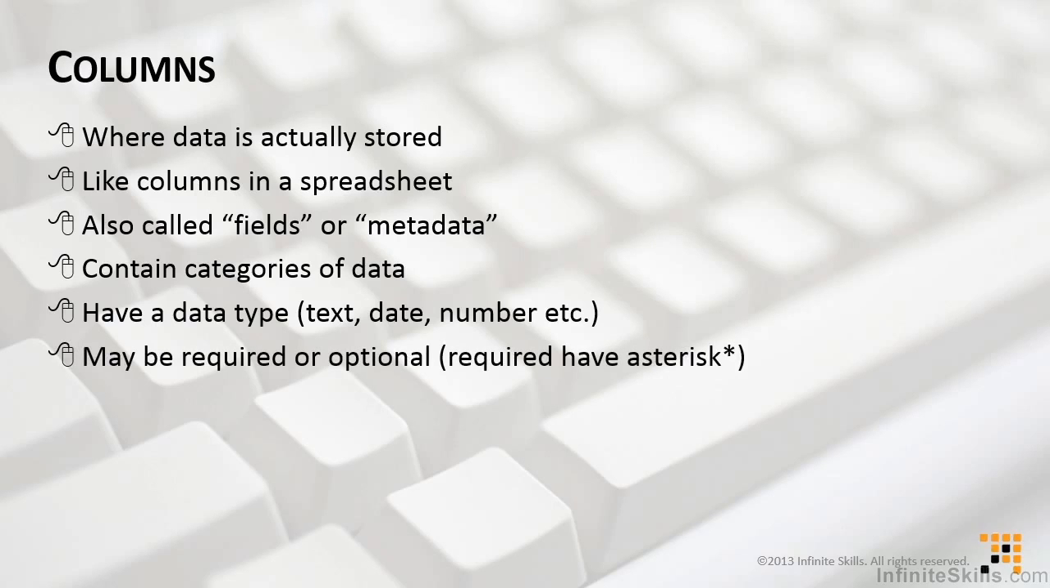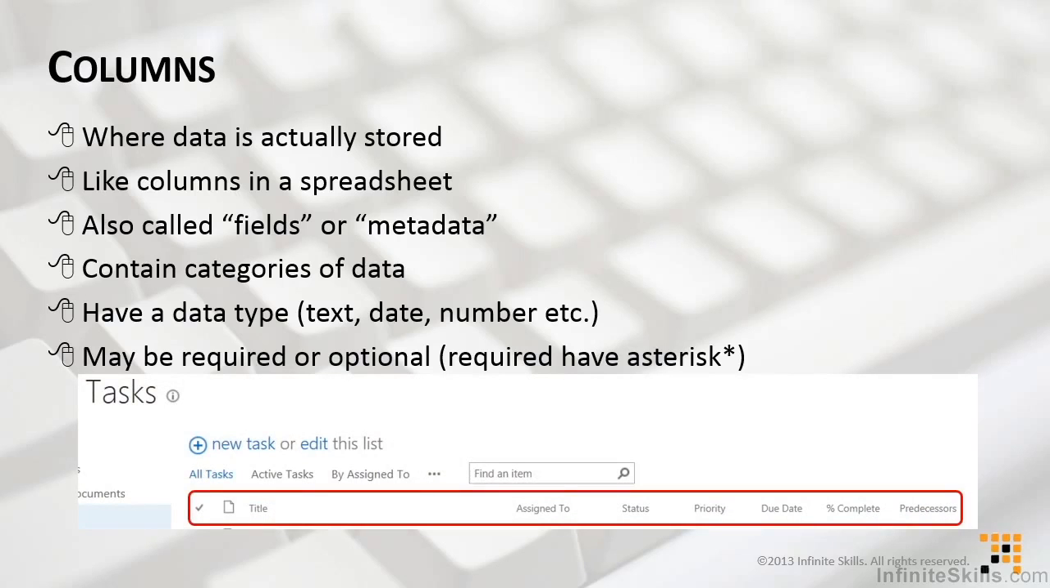Some columns may be required, others may be optional. If a column entry is required, it will have an asterisk after its label. This is something that's pretty common. You've seen it on the internet. Any field with an asterisk must be filled in. If it doesn't have an asterisk, you're welcome to leave it out. When you look at a list, one of the ways that you might see it is in the standard view. In the standard view in the screenshot, we can see the columns for this particular task list. They include things like title, assigned to, status, priority, due date, percent complete, and the task predecessors.